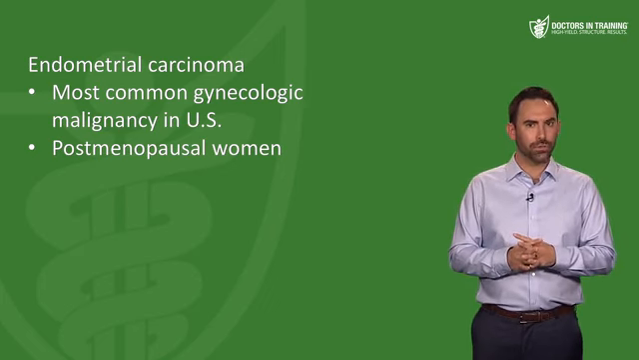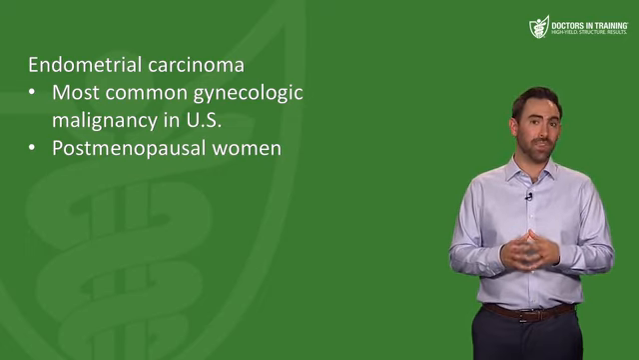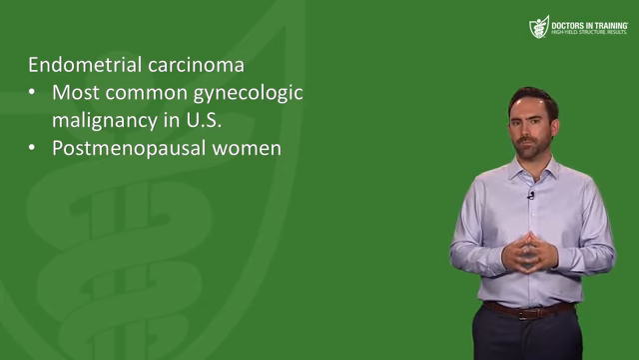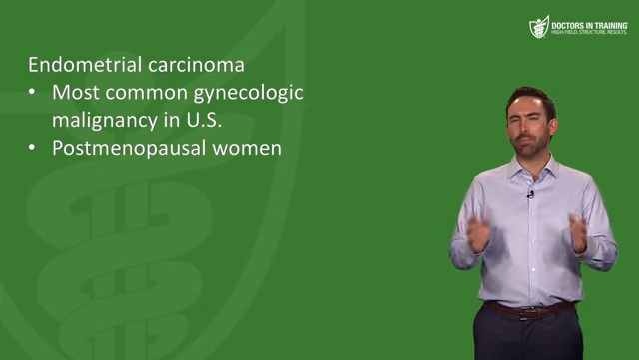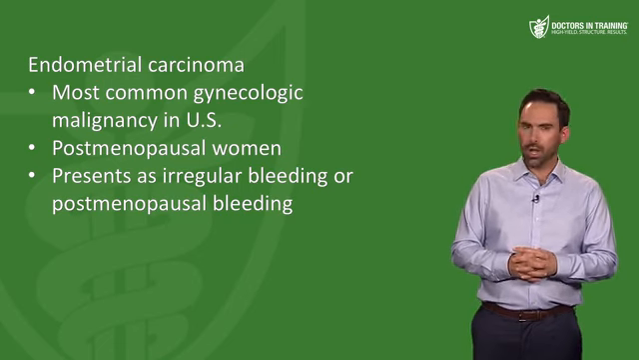The 5-year survival rate for endometrial carcinoma is good, 80 to 90%, if we catch it in stage 1, so we try to catch it early. There's no screening, but many patients will present early with irregular bleeding or postmenopausal bleeding.